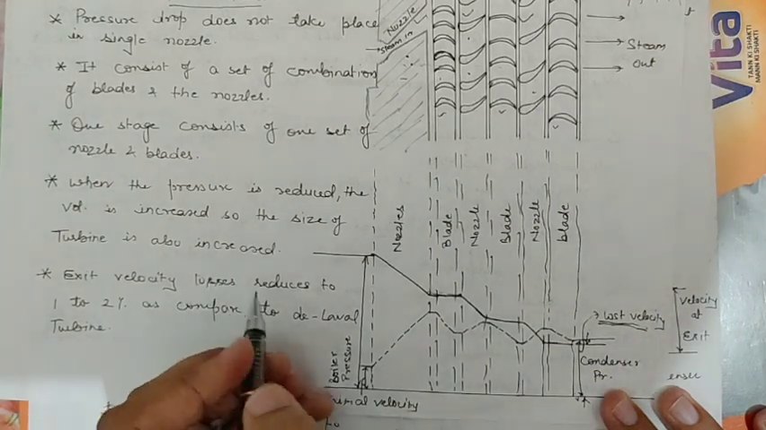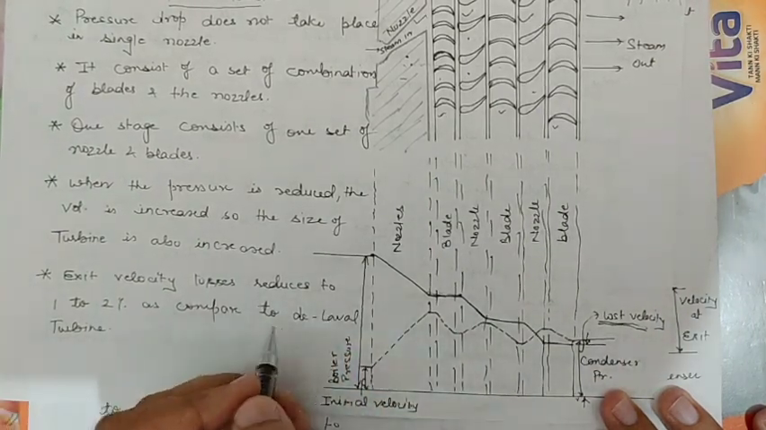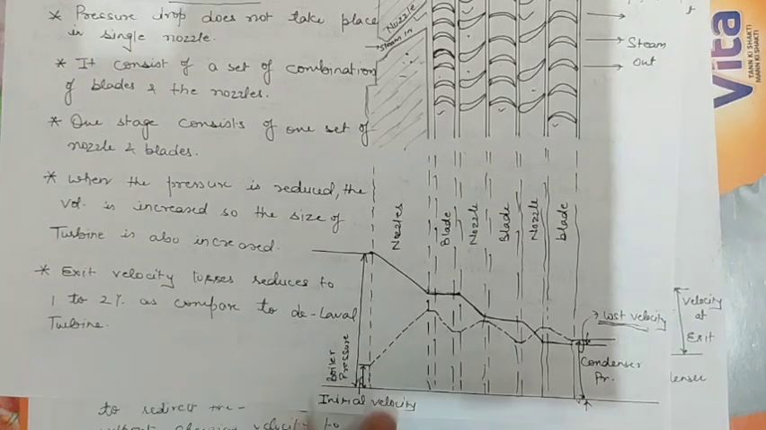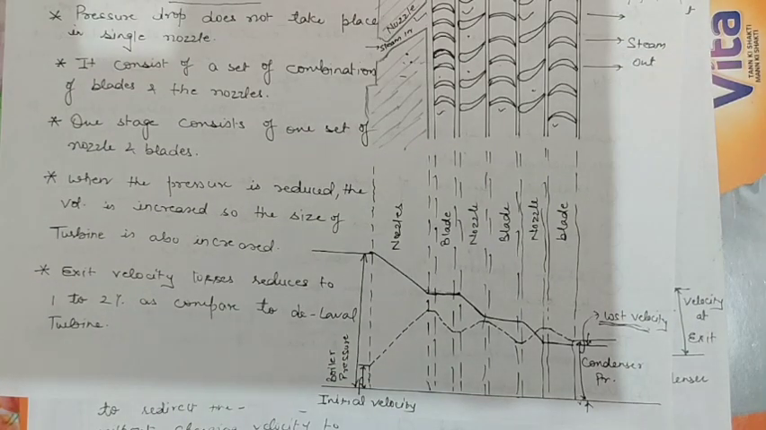And exit velocity loss is reduced to 1 to 2% as compared to the Dilaval turbine. In the Dilaval turbine, I have already told you that there is 10 to 12% in velocity losses, and it will reduce to 1 to 2%. So we are using this, but what is the disadvantage of pressure compounding?